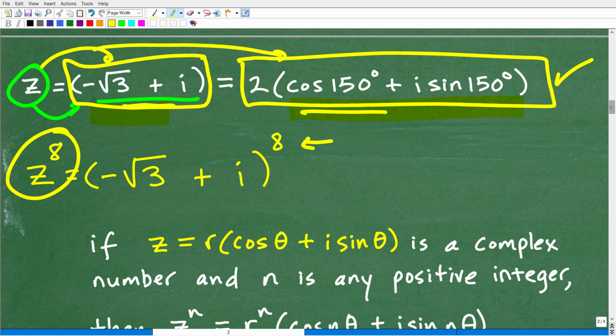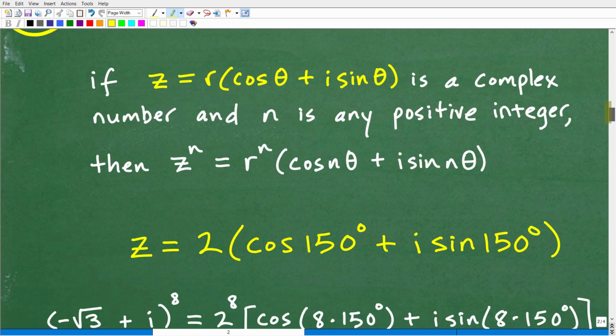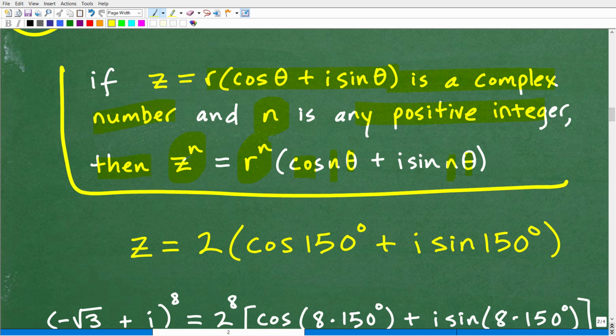Okay, so let's go back to De Moivre's theorem. It says if z is equal to this right here, which is the trigonometric form, if our complex number is in trigonometric form, okay, so this is a complex number, and n is any positive integer, then z to the n is equal to r to the n times cosine n theta plus i sine n theta.